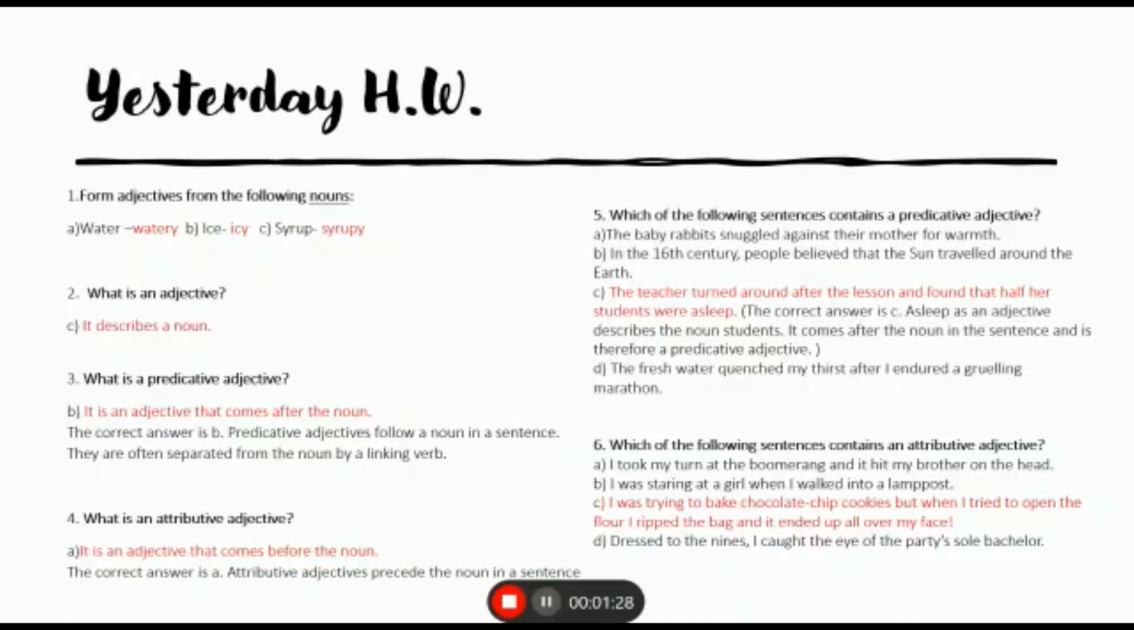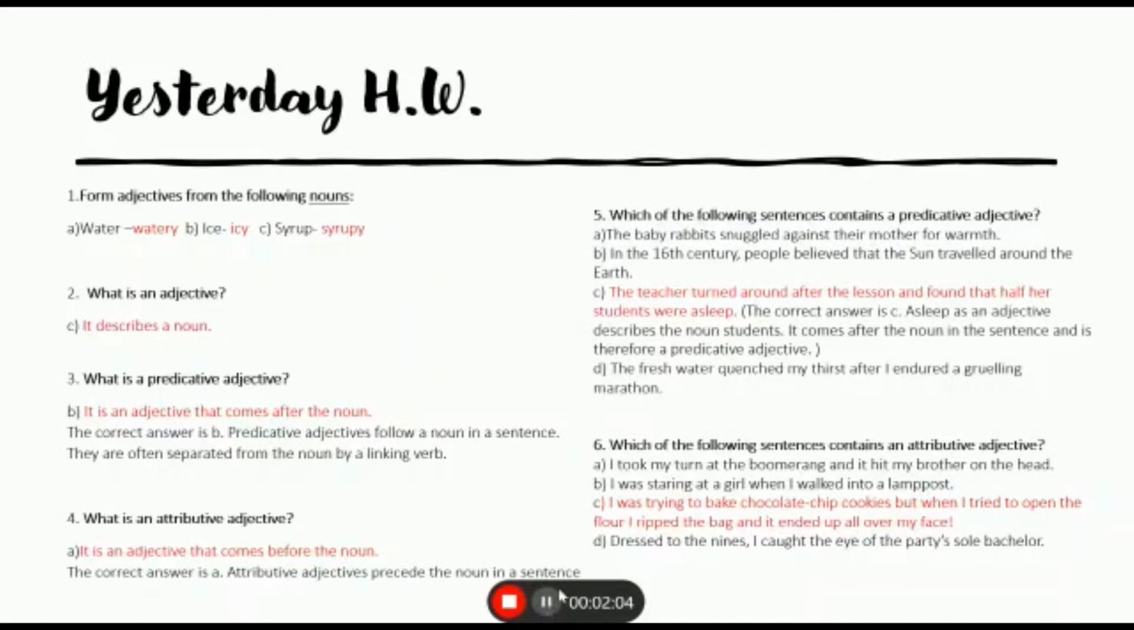So it is not just the verb after which if any adjective comes it will be called predicative. Even after a noun, if some adjectives are coming, it will be called predicative adjectives. Whenever it comes after a noun or verb, it will be called a predicative adjective. Question number 4 says, what is an attributive adjective? Out of the 4 options, option A, it is an adjective that comes before the noun, is the correct one.